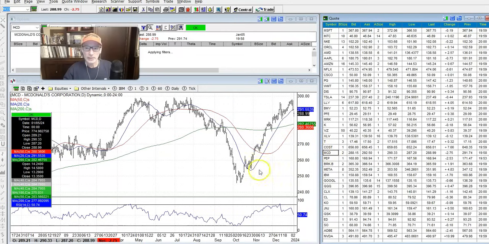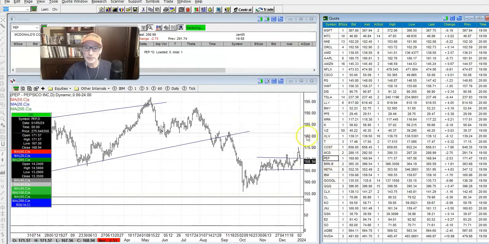McDonald's looking good. Had a nice move higher. Let's look at Pepsi.